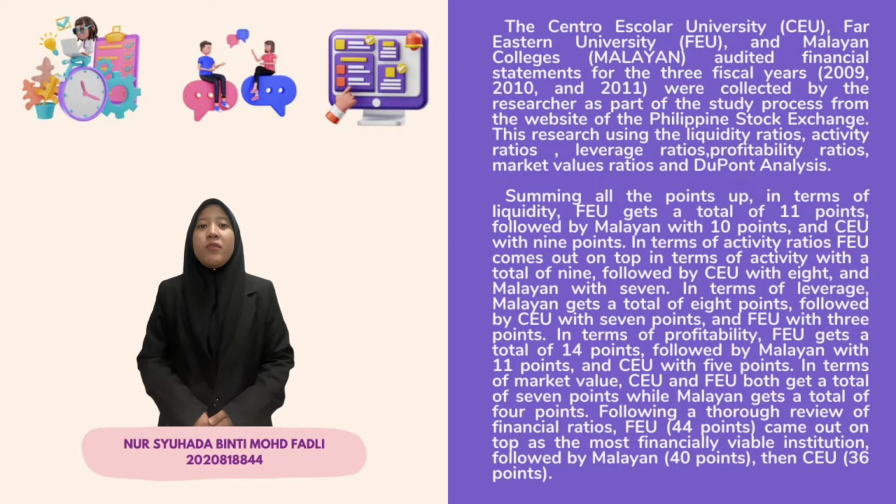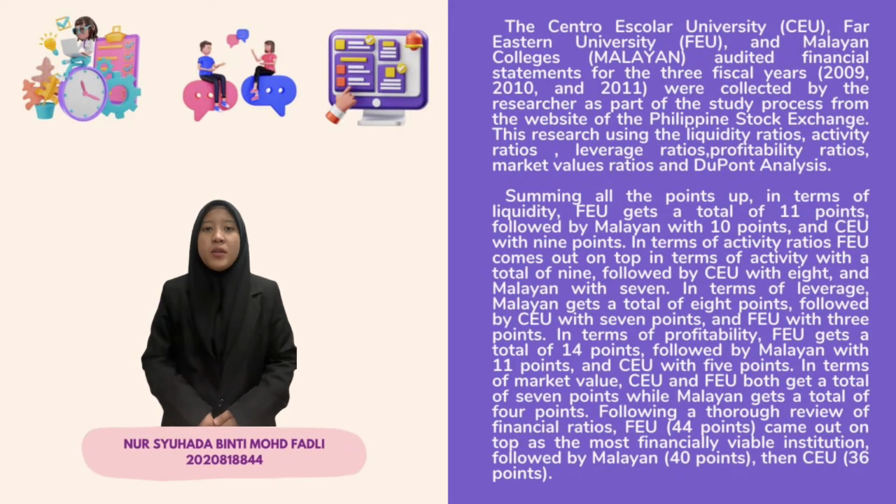Following a thorough review of financial ratios, Far Eastern University gets 44 points, came out on top and is the most financially viable institution, followed by Malayan University with 40 points, then Central Escolar with 36 points.